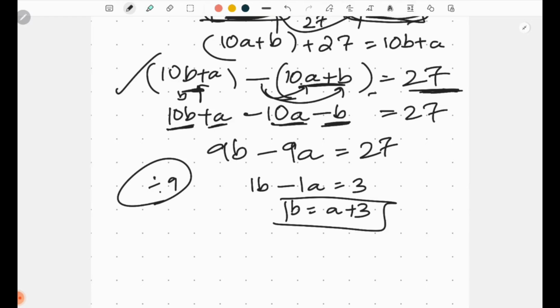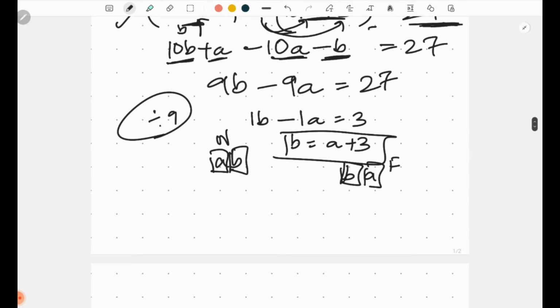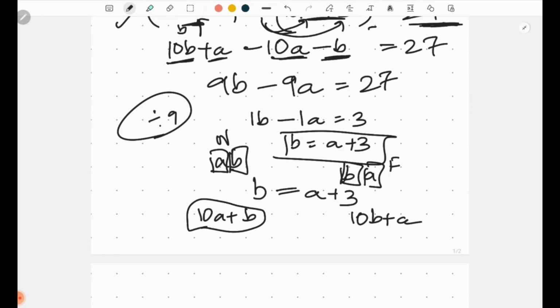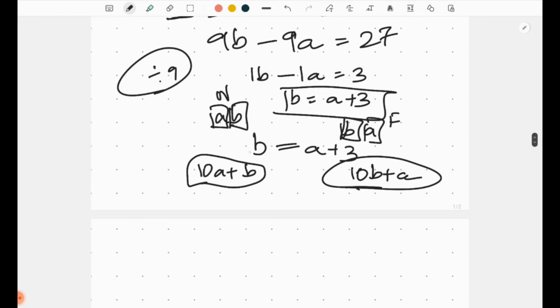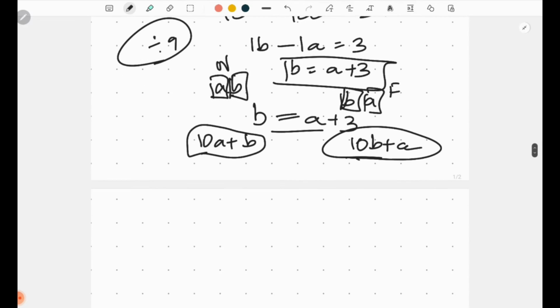So what we've got so far is, if these are the digits, right? So this was of Newton and this was his father's. Whatever calculations we've done so far, it says that if B is A plus 3, then these people's ages will be reversed, right? So 10A plus B is Newton's age and 10B plus A is his father's age, which is basically saying that the digits will be reversed. If B is equal to A plus 3, if this condition is satisfied, then their ages would be reversed, the digits would be reversed.